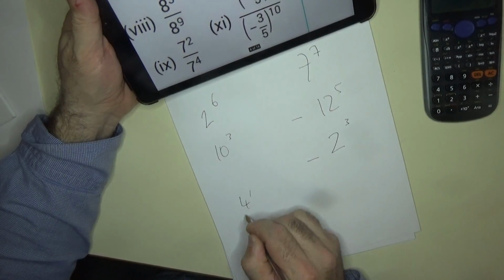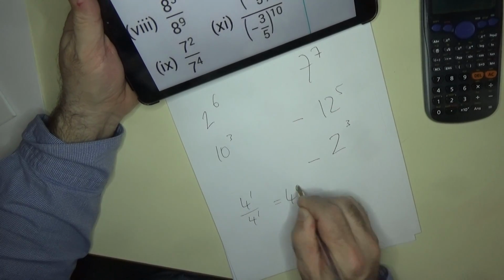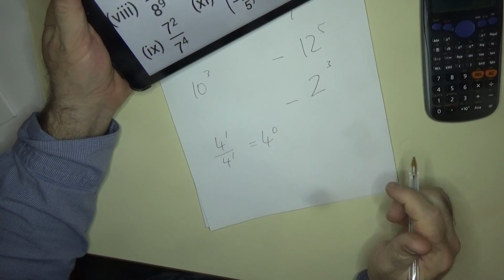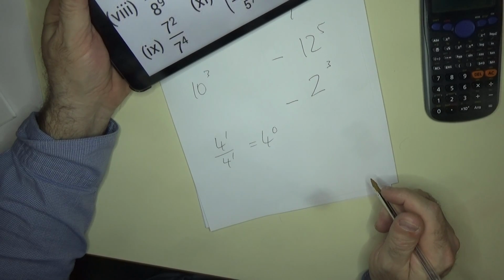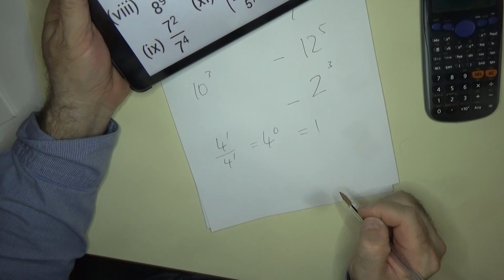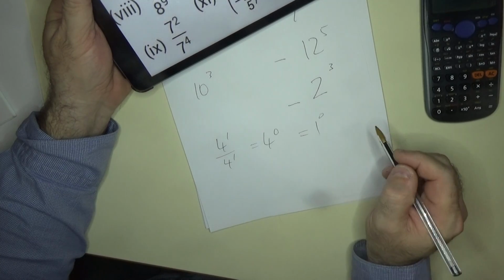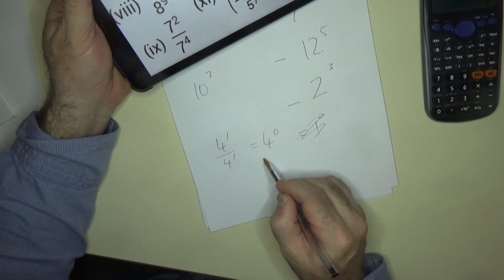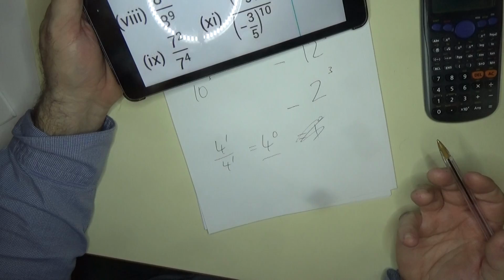Okay, 4 to the 1 over 4 to the 1 equals 4 to the 0. Do you leave it like that? You could. You leave it like that. That's an index form. Of course, that's not an index form. That is an index form, but you're going to annoy people, so you just leave it like that. It's 4 to the 0. That's another way of saying 1.